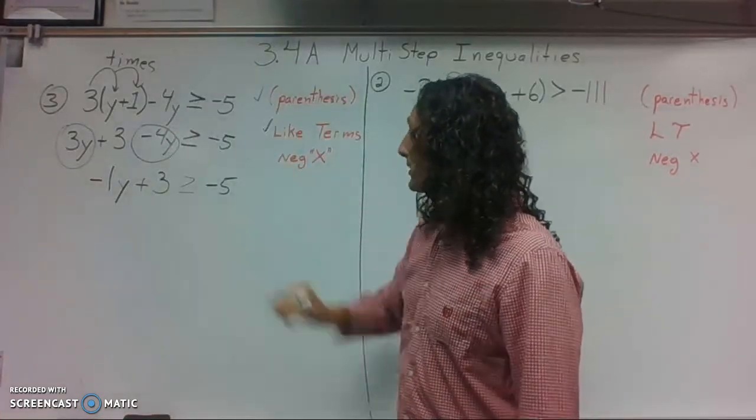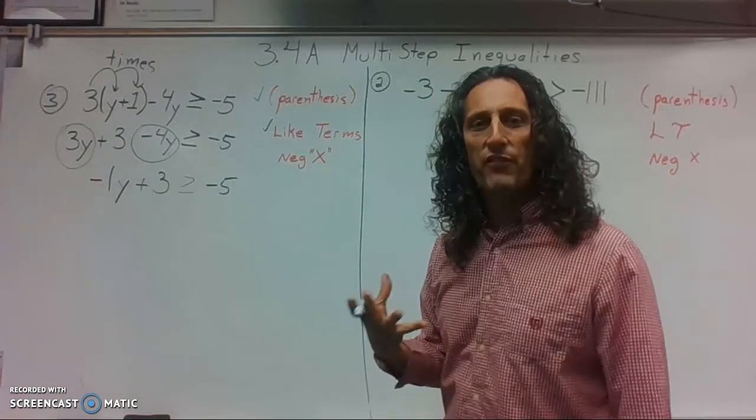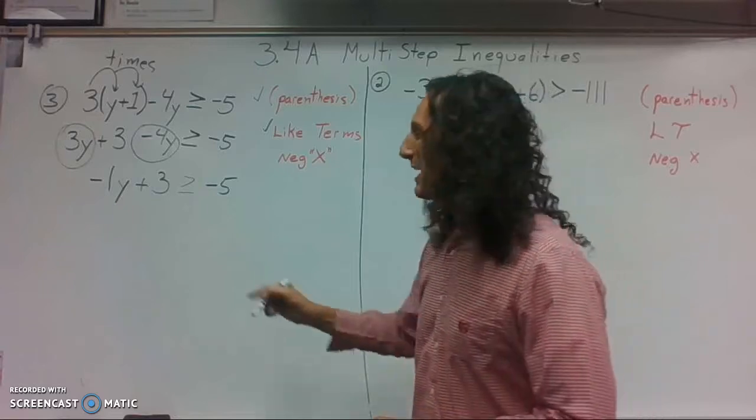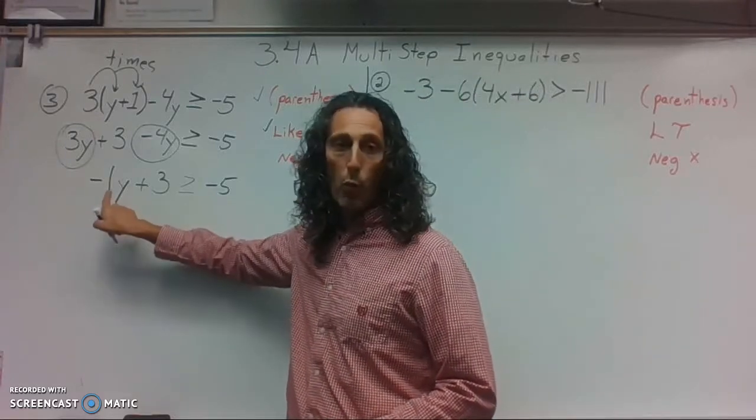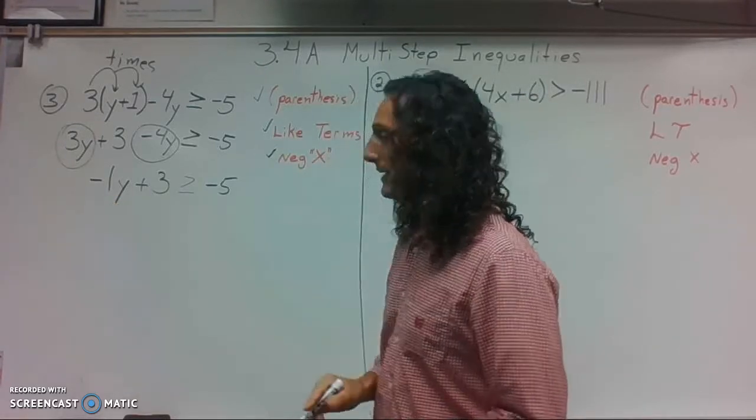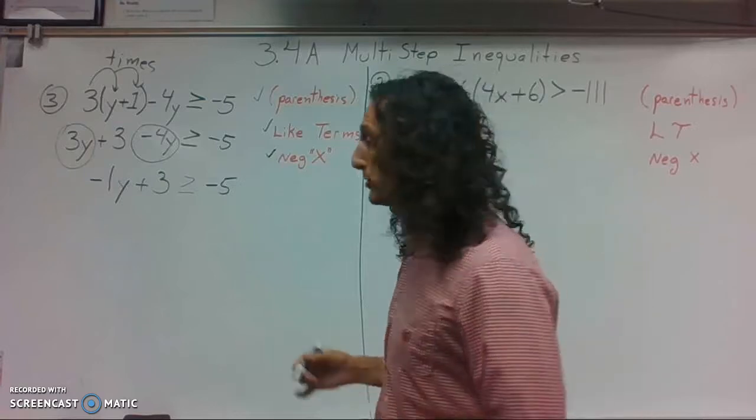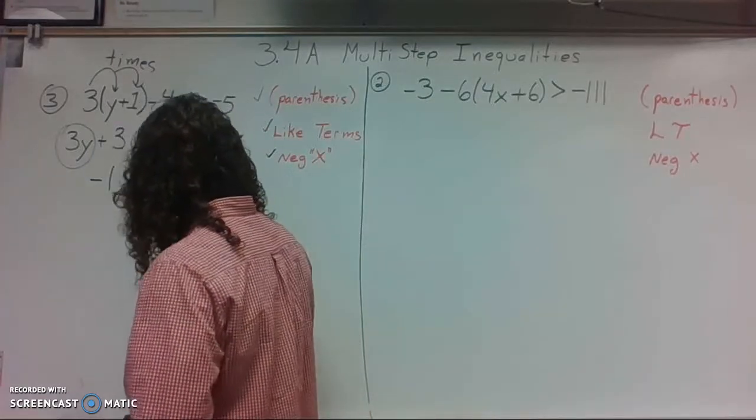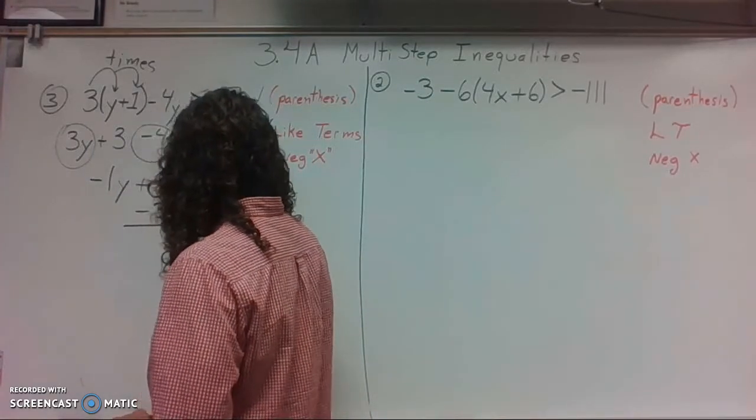So we did have like terms. Now, do we have a negative x or a negative variable? Yeah, we have a negative 1y. So I got to be careful at the end. Now I'm just going to quickly solve this because it's a two-step equation. Make my fence, minus the 3 from both sides.